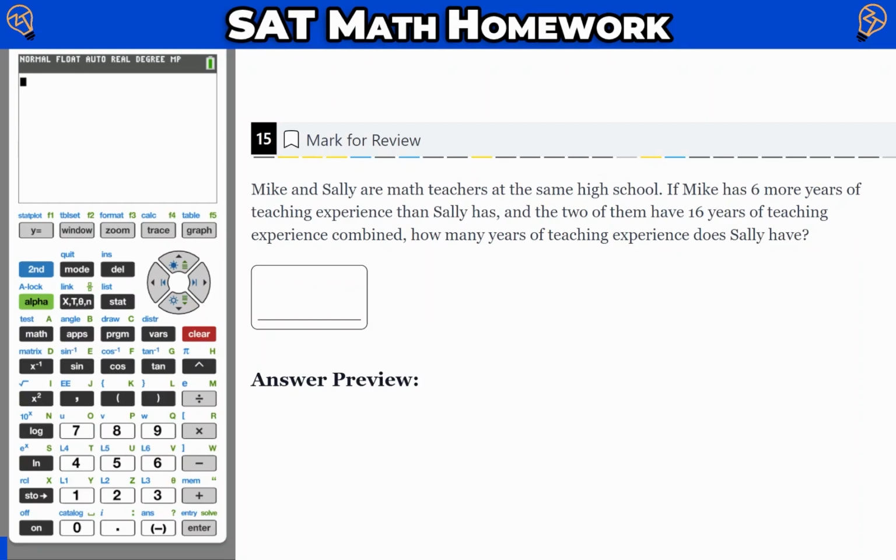For number 15, let's go ahead and just start writing things as we go. So it says Mike, I'm going to use M as a meaningful variable, has 6 more years of experience than Sally. So that's his experience relative to Sally's. And the two of them combined have 16 years of experience. We want to find out how many years of teaching experience Sally has. So we want to find S in this case.